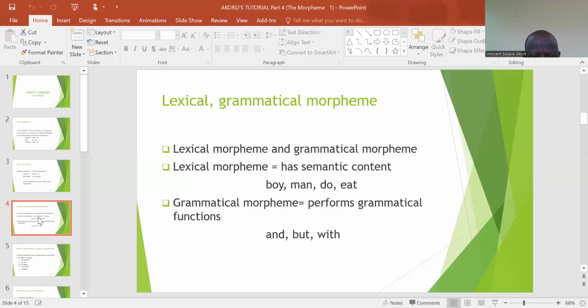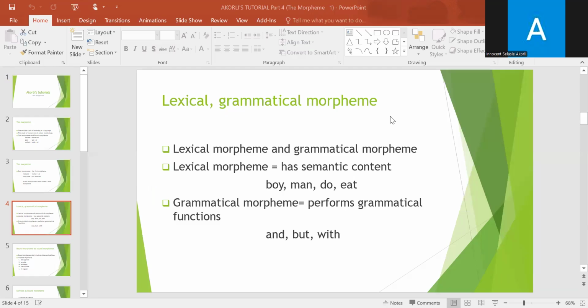Lexical morpheme and grammatical morpheme. If the thing is lexical, it simply means words. Lexical means word. Lexical morpheme means word, basically. All the examples that we saw earlier are all lexemes. For example, teach is a word, so it's a lexeme, or lexical, it has lexical content. Walk is a word. So what is a lexical morpheme? It has semantic content. Semantic content means that it has meaning.